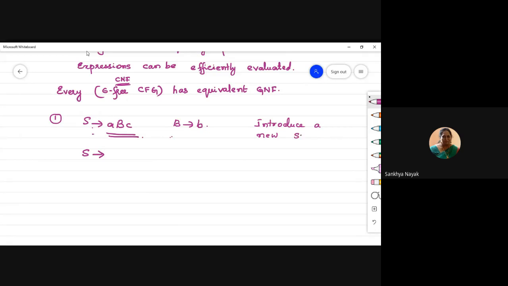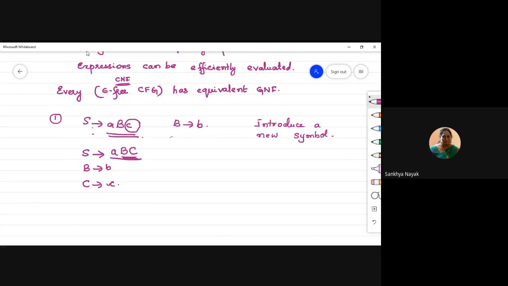Introduce a new symbol for this. So this small c is the problem, right? So I'll introduce a new non-terminal and I'll call it capital C, and capital C derives small c. That's all. So after I do this, you can see that this is in Greibach normal form.